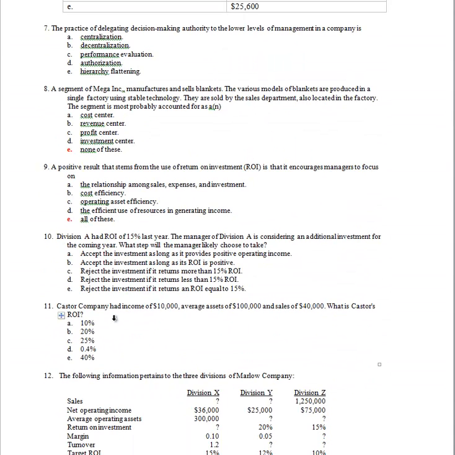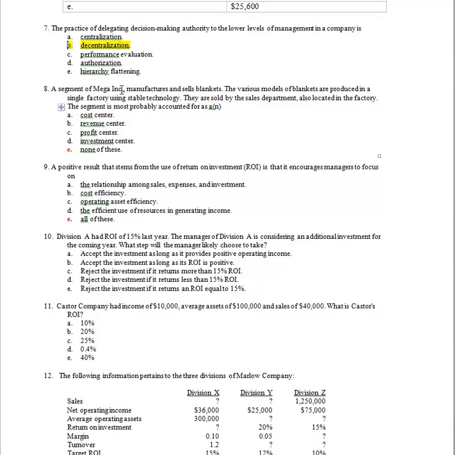Now we've got a couple of questions that are vocabulary and conceptual. Number 7 says the practice of delegating decision-making authority to the lower levels of management is, and your answer is decentralization. Okay, so decentralization is your answer on 7.